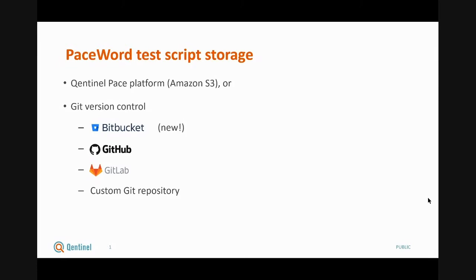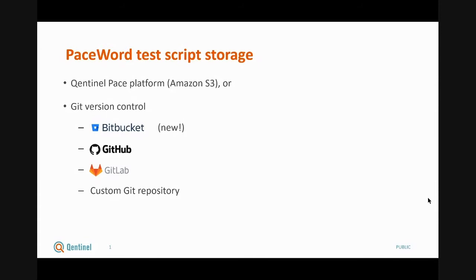So what Jarno showed was a case where your product source code is in GitHub, and then you trigger Qentinel Pace test runs from changes in your product source code. But you can also use Git for storing the test scripts themselves. And this gives you benefits like version history.